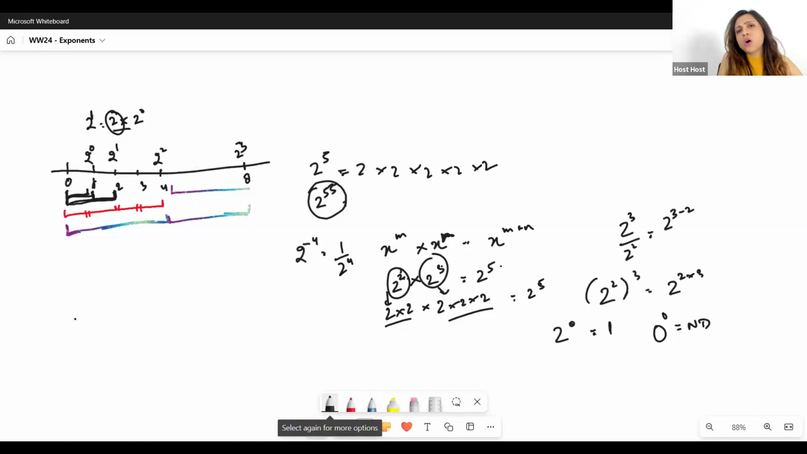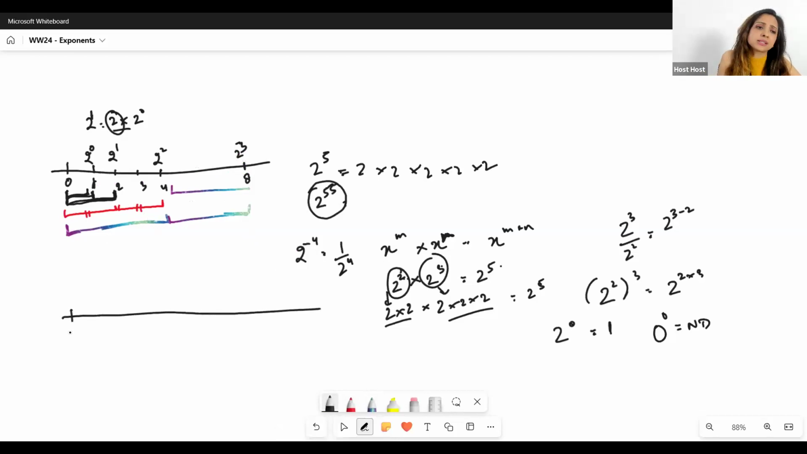Now, this is how all exponents are placed on the number line. Let's take the case of 3, for example. My 0 is over here, and I have my 1. Again, this is going to be my 3 to the power 0. As I said, anything to the power 0 is always going to give me 1, right? But then I have 3 to the power 0, and that is 1. Next, I have a 2 here, and I have a 3 here, and I have a 4 here, and so on.